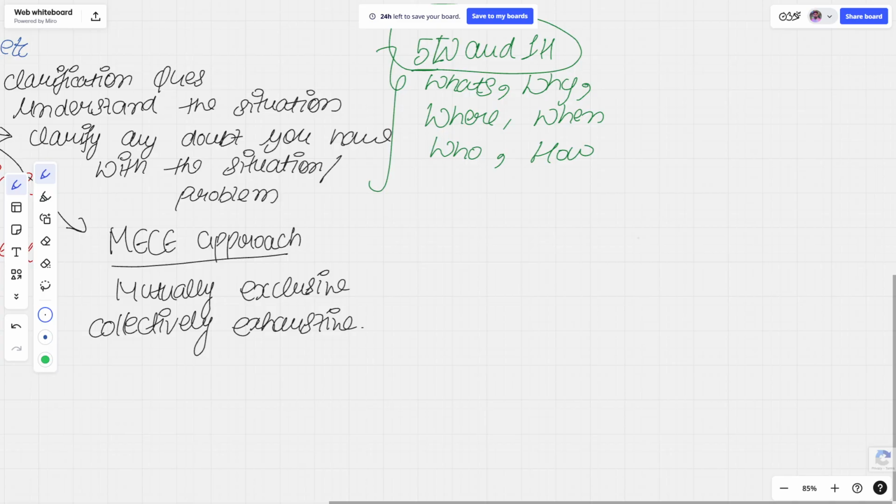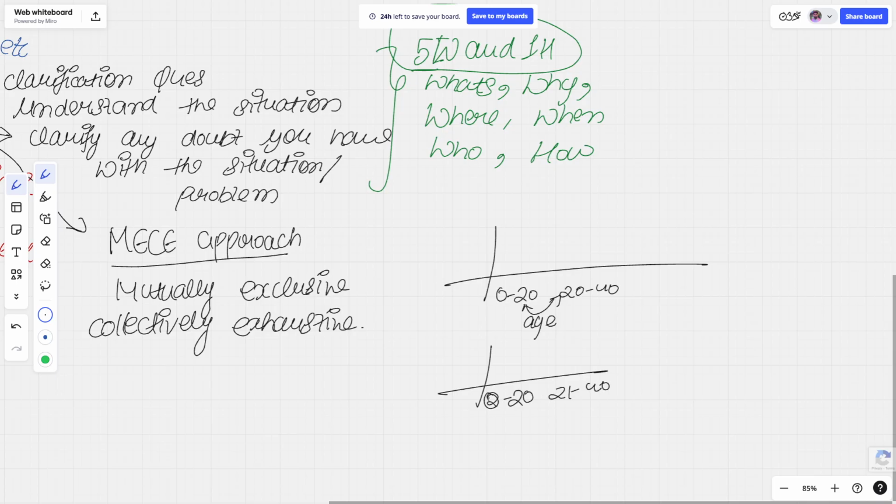It's like when, let's say, for a bar graph we are giving the age range like 0 to 20, 20 to 40. Here we can see 20 appears two times. So this is what we have to avoid. We have to give age brackets like 0 to 20, then 21 to 40. So basically this is what MECE means.